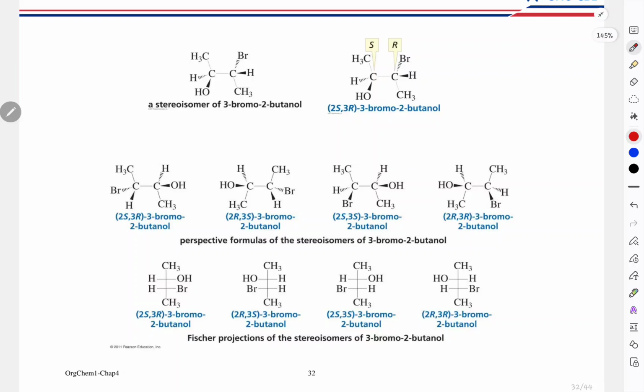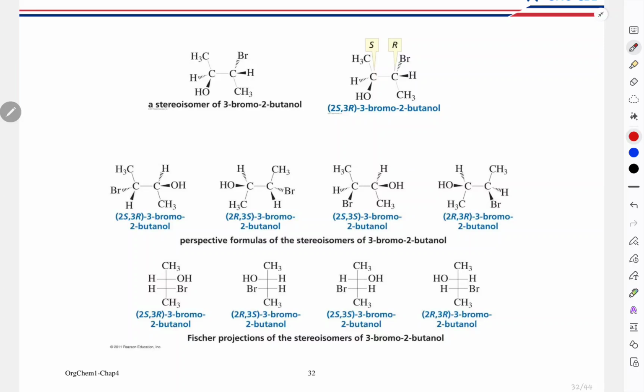Nomenclature, same thing, but as we defined. You can just assign the absolute configuration for each asymmetric center, using the parentheses to call out the information there: the absolute configuration S or R for each carbon. Then you can finalize the full name of that.